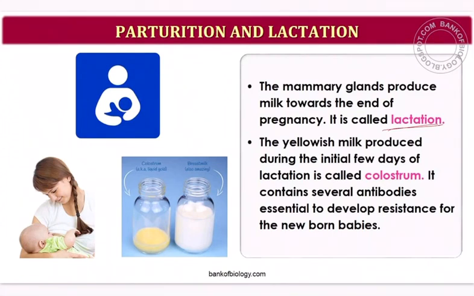And the mammary glands, once the baby is out, the mammary glands produce milk towards the end of the pregnancy. It is called lactation. So the baby has to be fed. And the yellowish milk produced during the initial few days of the lactation is called colostrum. Remember this word. And this is highly nutritive, and this enhances the immune system of the baby. So colostrum is a must for the baby.